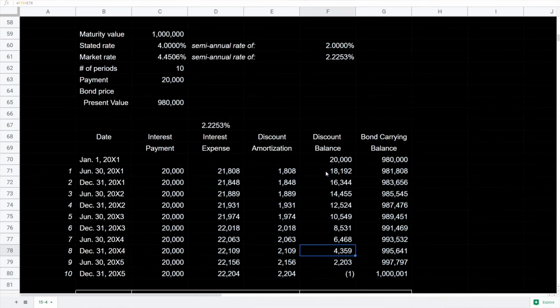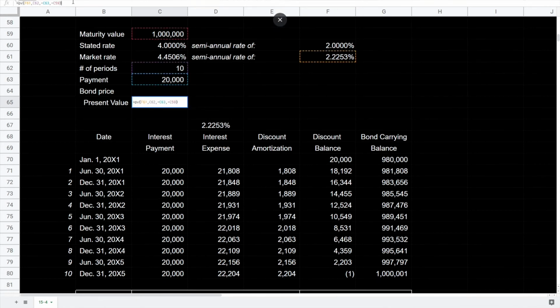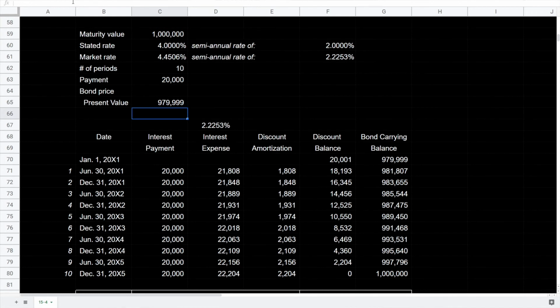So that almost worked out perfectly. In fact, the reason we're off by $1 is because I had set the present value to $980,000. If I was to remove that, you would see everything would work out perfectly. The only reason I added the $1 is I wanted to make one point clear. I wanted you to be able to compare this example, 15-4, perfectly to 15-3.